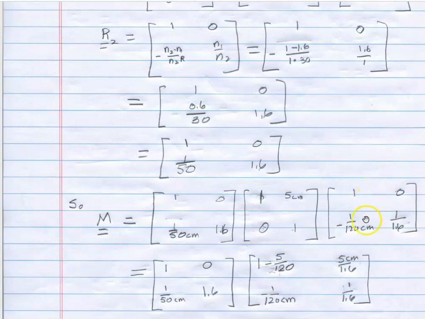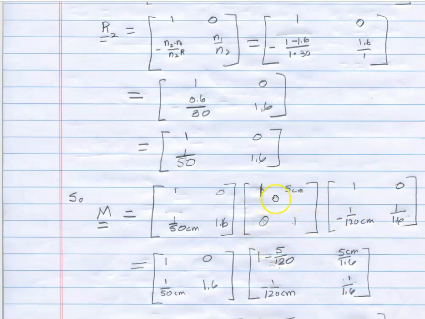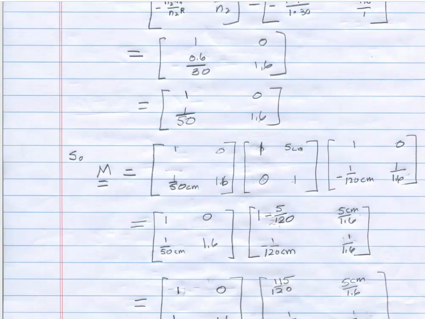So I put in R1, so refraction at the first spherical interface, the translation through the thickness, and then the refraction at the second interface. And if you just do matrix multiplication, I'll let you check these. I tried to fill in as many details as possible. So this will be 1, and this will be 5 times 1 over 120. This will be 0. This will be 5 times 1 over 1.6, and so on. So multiply all that out.